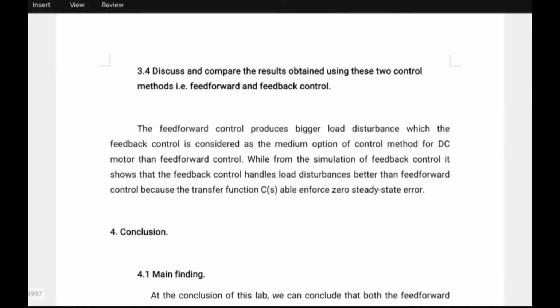For part 3.4, discuss and compare the results obtained using these two control methods, feed-forward and feedback control. The feed-forward control produces bigger load disturbance, while feedback control is considered the medium option of control method for a DC motor compared to feed-forward control. From the simulation of feedback control, it shows that feedback control handles load disturbance better than feed-forward control because the transfer function is able to enforce zero steady state error.